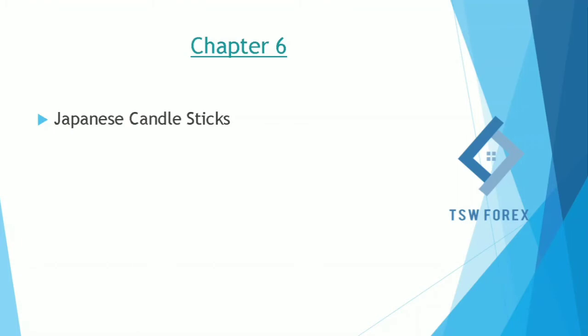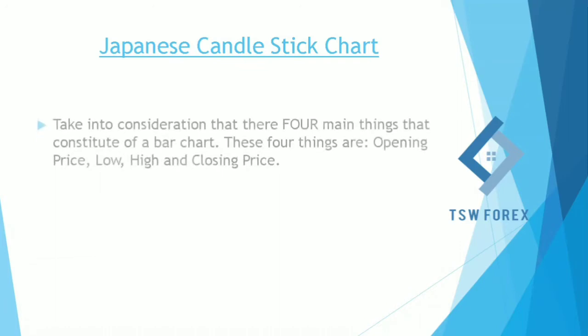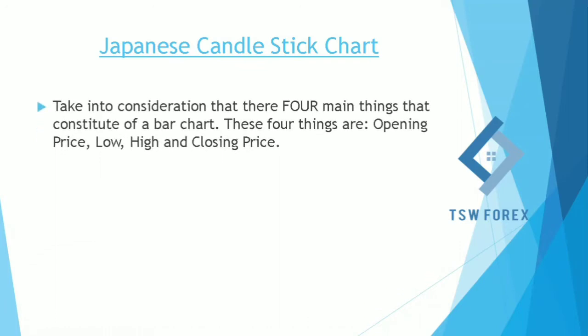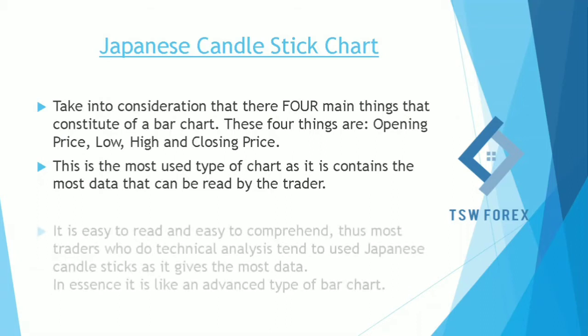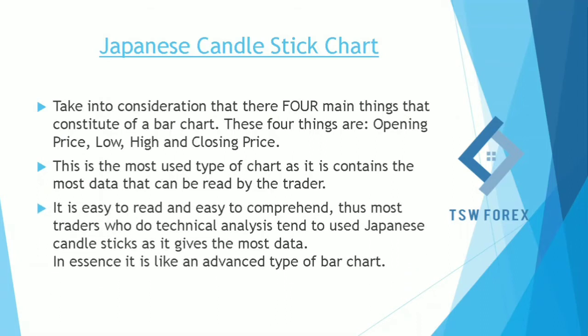So in chapter 6 we're going to discuss Japanese candlesticks. Take into consideration that there are 4 main things that constitute a bar chart. These 4 things are the opening price, the low, the high, and the closing price. This is the most used type of chart as it contains the most data that can be read by the trader. It is easy to read and easy to comprehend. Thus, most traders who do technical analysis tend to use Japanese candlesticks as it gives the most data. In a sense, it is like an advanced type of bar chart.